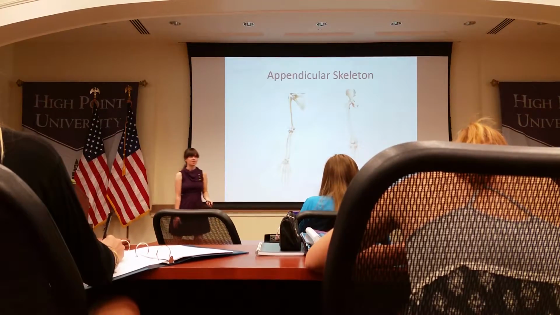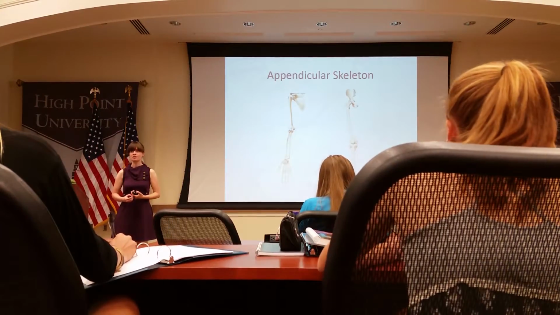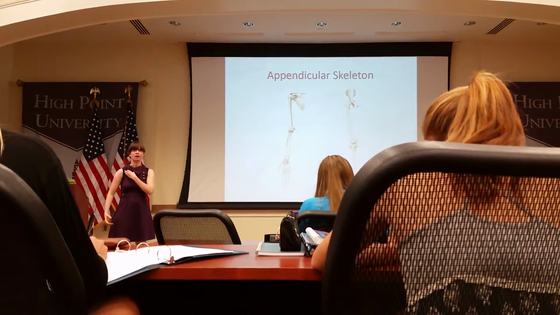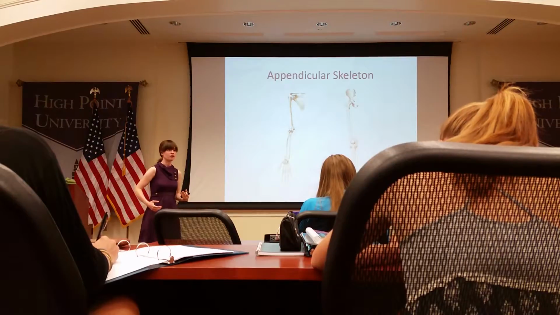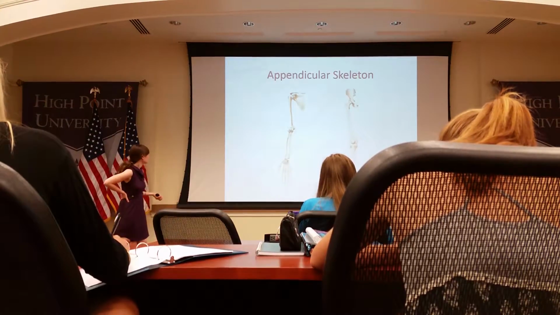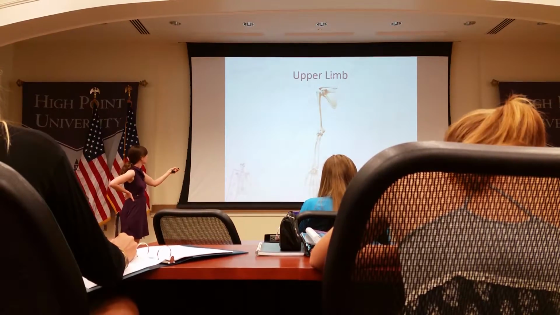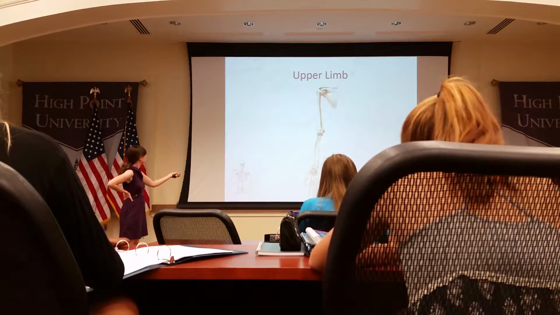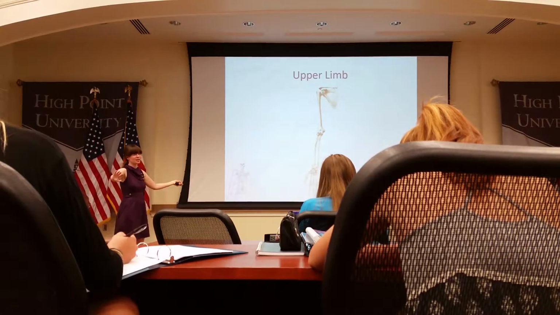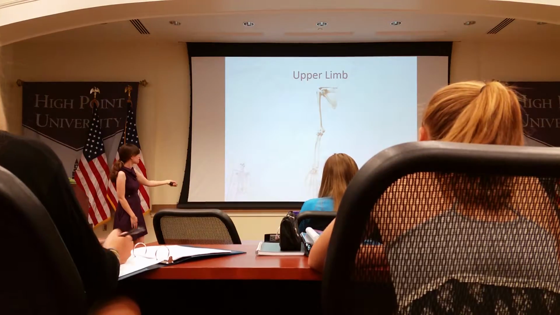The appendicular skeleton, so the base word there is appendage. This refers to everything that's involved in our locomotion, everything that's associated with the upper limb and the pectoral girdle, everything that's associated with the lower limb and the pelvic girdle. So the upper limb consists of the clavicle, the scapula, the humerus, the radius and ulna. Don't freak out, we're going through these individually next. And the bones of the hand, which are the carpals, metacarpals, and phalanges.